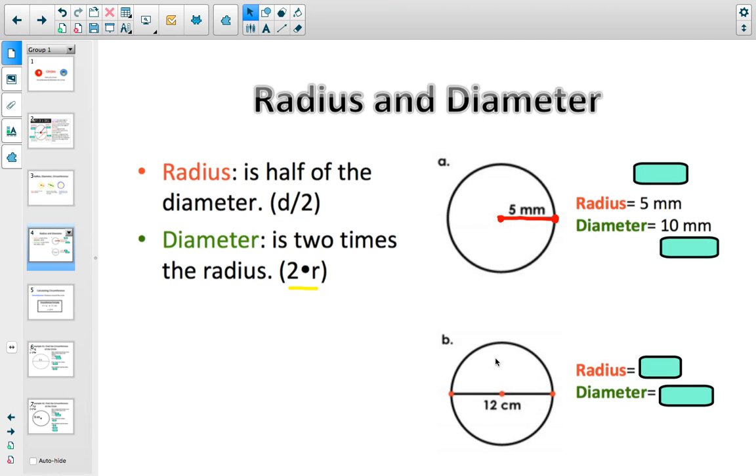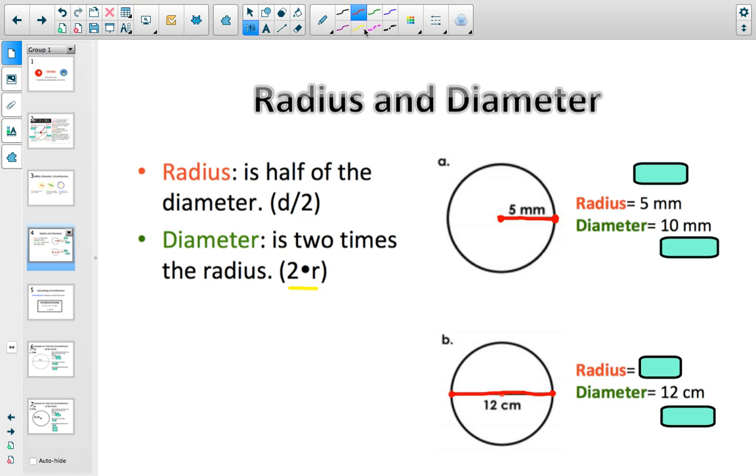Let's look at our second example. In the second example, we're given a segment that starts at one end of the circle, goes through the middle of the circle, and hits the other edge of the circle. And that is 12 centimeters. So we're given the diameter in the circle, because again, the diameter goes from one side of the circle to the other side and goes right through the middle. Our diameter is 12 centimeters.